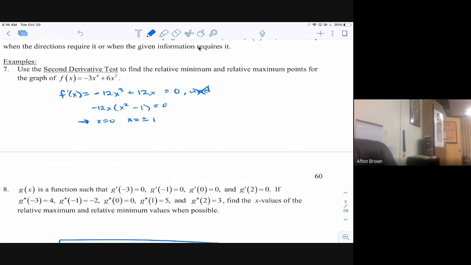What are these values that I found so far? What do I call these? Critical numbers. What is a critical number? A possible max or min, exactly. So we know that these are a possible max and min.